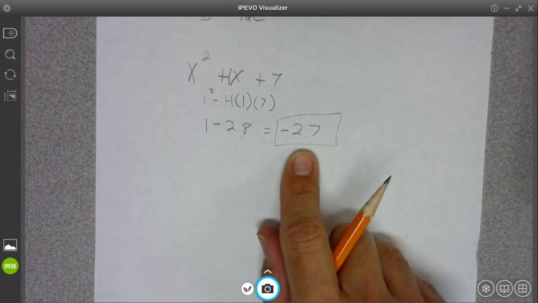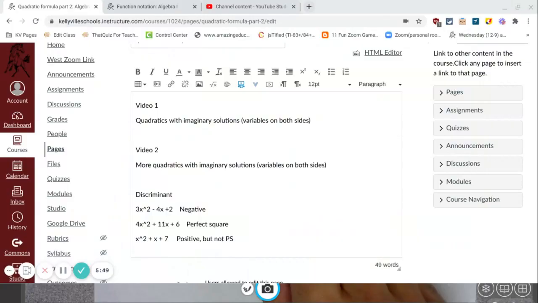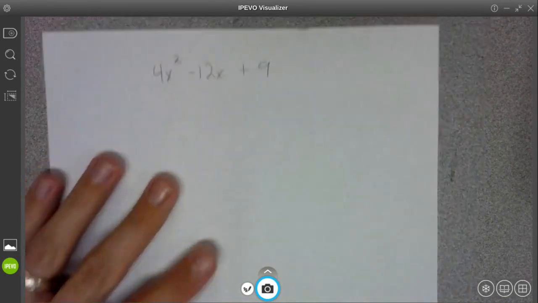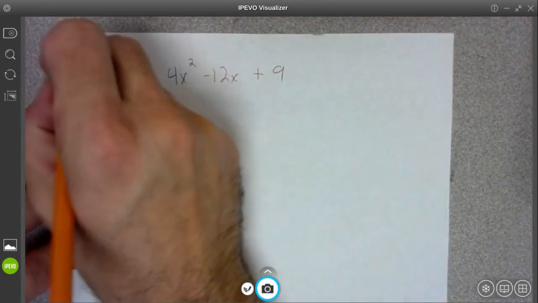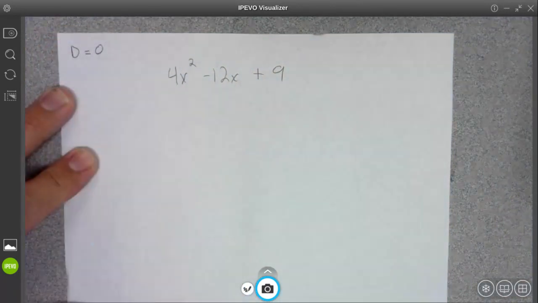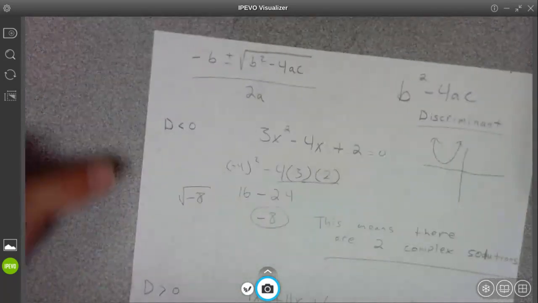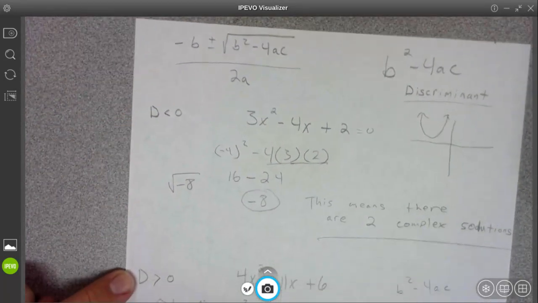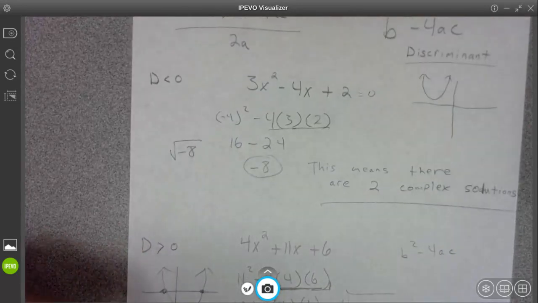But this one, because it's negative, it would have 2 imaginary solutions or complex solutions. All right, I just made one real quick. This is my final case, and it's when the discriminant is equal to 0. So we already talked about these two. We looked at when it's negative, when the discriminant's less than 0. We said when it's positive, you get 2 real solutions.